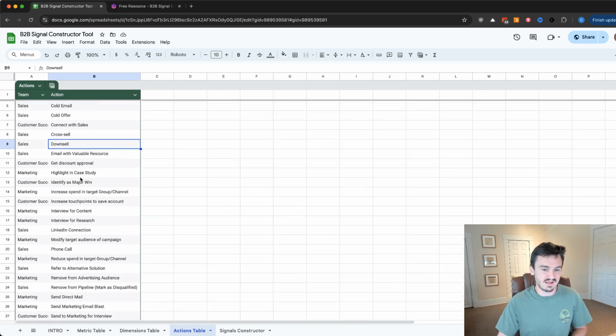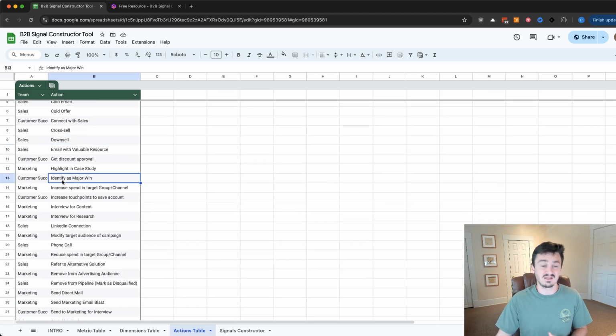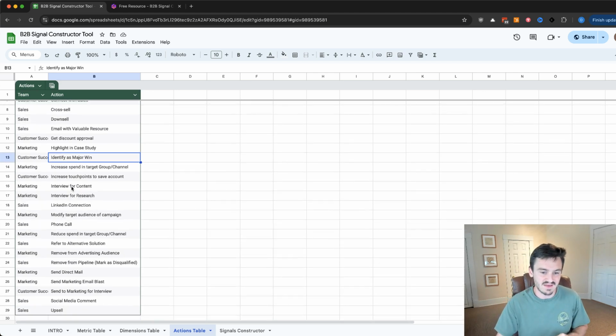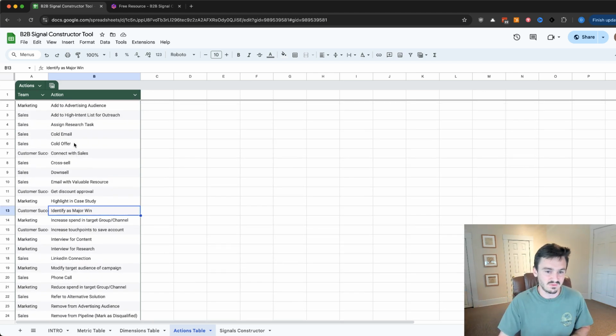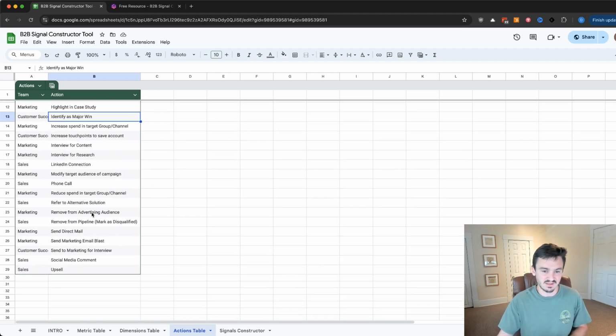You have cross-sell, downsell, you have customer success in here. Identify as a major win. So let's say there's been awesome success with a specific metric and then specific dimensions. And then you want to pick a customer out of there. You can identify as a major win, and that can be something that customer success sends back to marketing so they can create a case study, which we have in there as well. Where it isn't here, but there's create a case study.